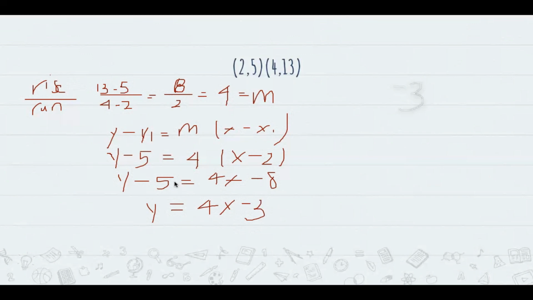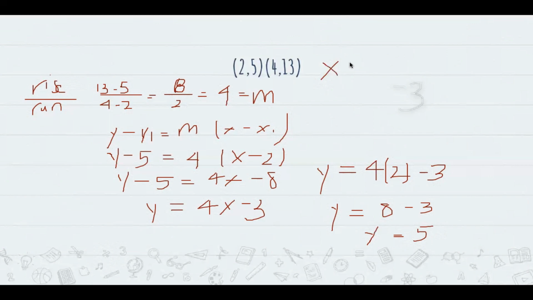So this is it, but you want to substitute your x into this. We'll write it here, y equals 4x minus 3, and then we'll just substitute the x. So let's substitute 2 in it. We'll solve it out. y equals 4 times 2 is 8 minus 3. y equals 5. Over here it should say x equals 2.